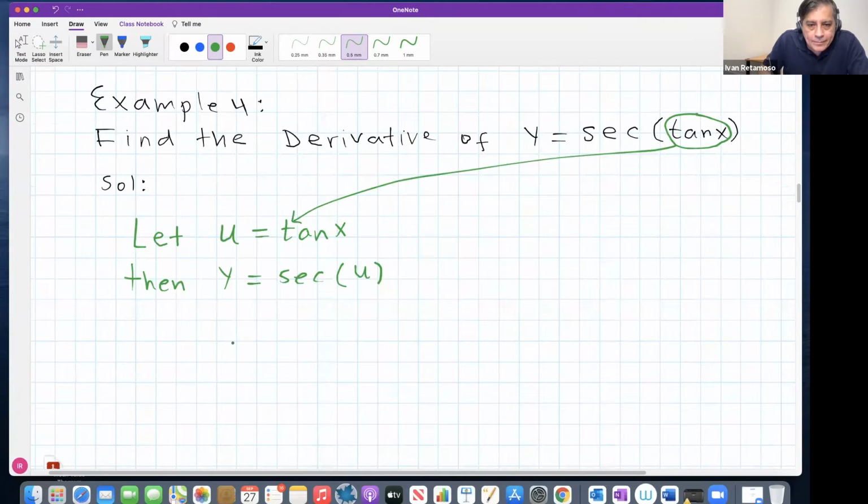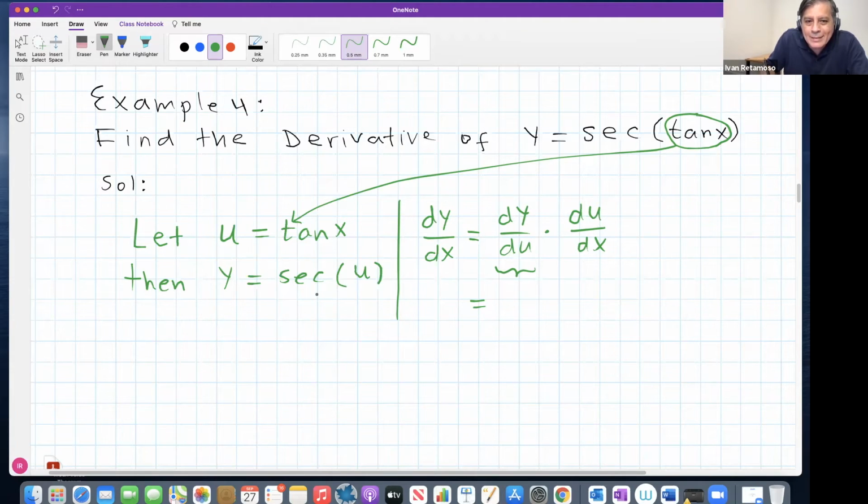Now we are supposed to write the chain rule here in its first form. Derivative of y with respect to x equals derivative of y with respect to u times derivative of u with respect to x. This derivative, by looking at the relationship between u and y, is just the derivative of secant. But the derivative of secant, remember, is secant of u times tangent of u, right? Secant of u times tangent of u.